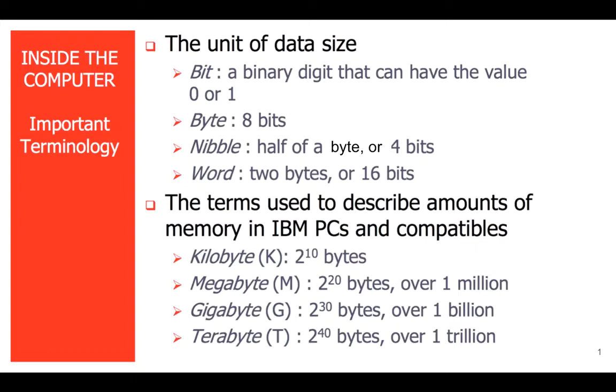Gigabyte, G, 2 to the power of 30 bytes, which is over 1 billion bytes, 1073741824 to be exact. Terabyte, T, 2 to the power of 40 bytes, which is over 1 trillion bytes, 1099511627776 to be exact.